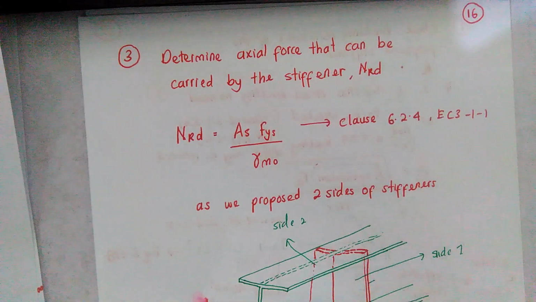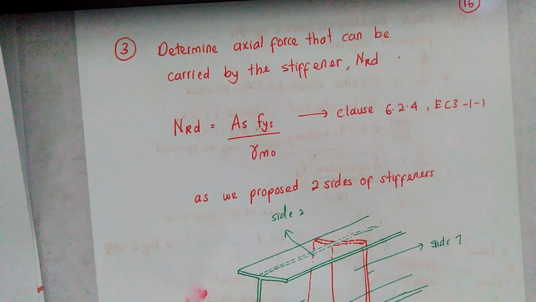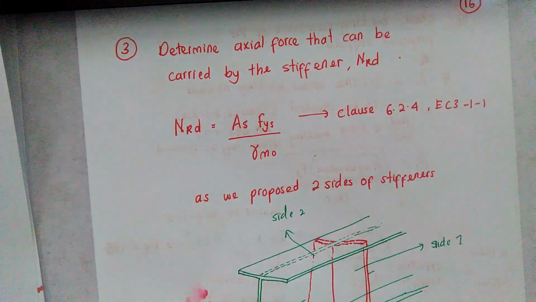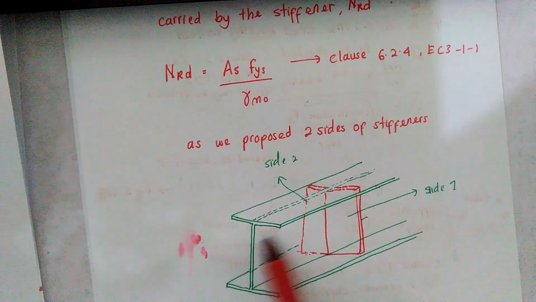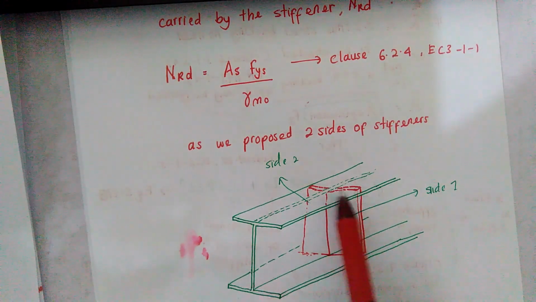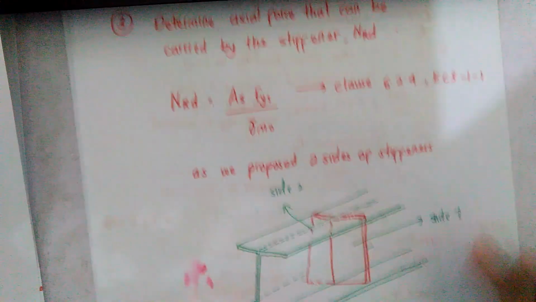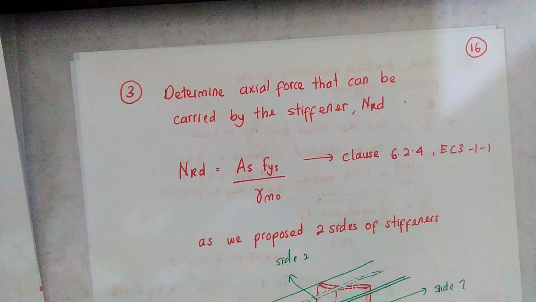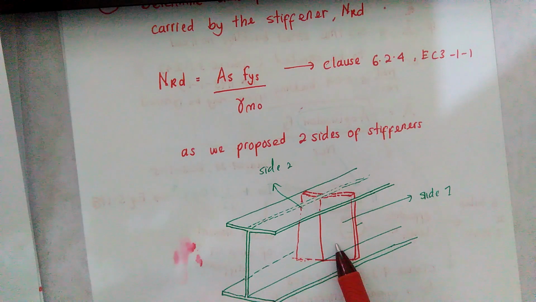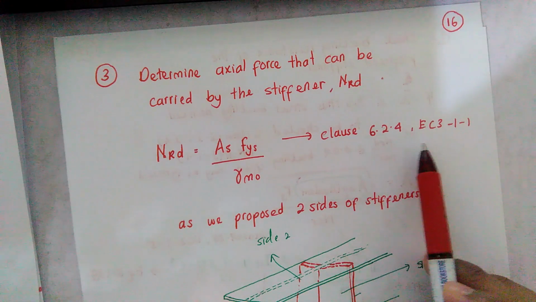Okay, so once we know the size of our stiffener, we need to determine the capacity of the stiffener itself. In this particular case, we propose to have stiffeners on both sides of the plate girder. In order to find the capacity that this proposed size of plate girder stiffener is able to carry, we refer to clause 6.2.4 of EC3 Part 1-1.